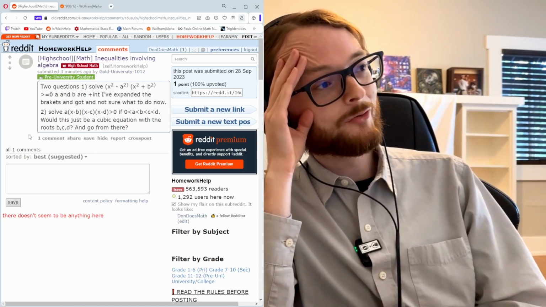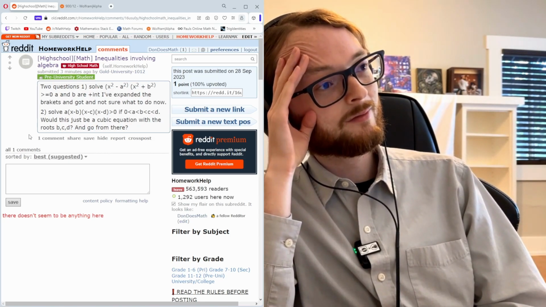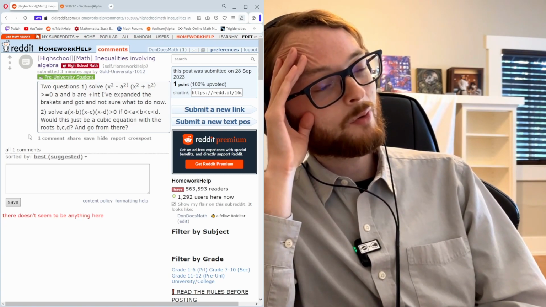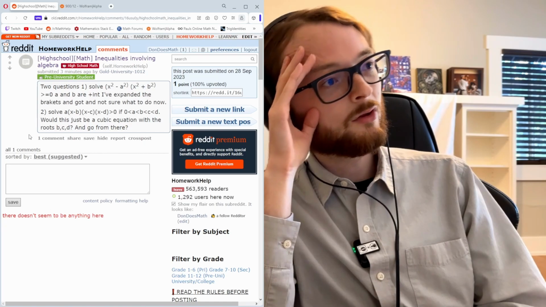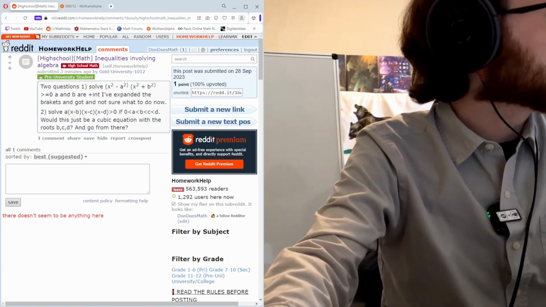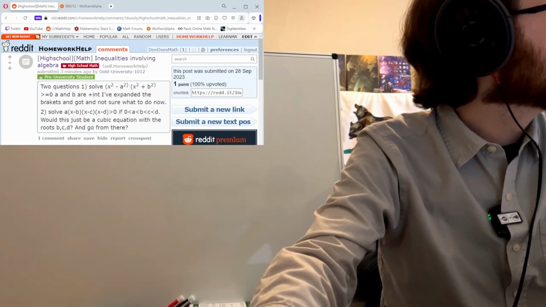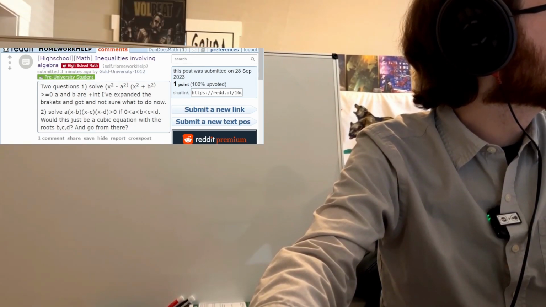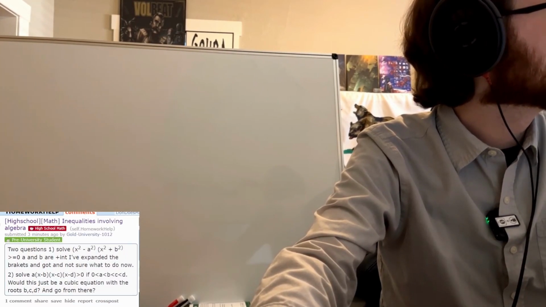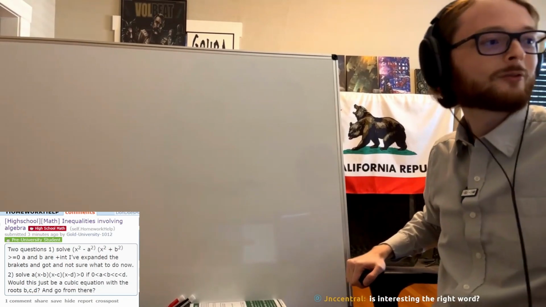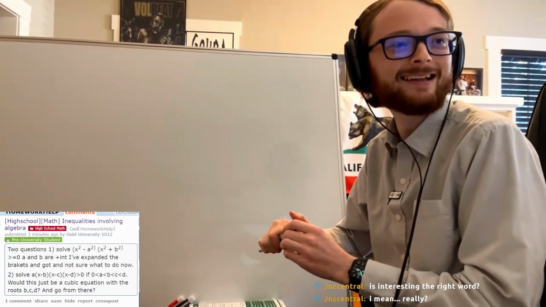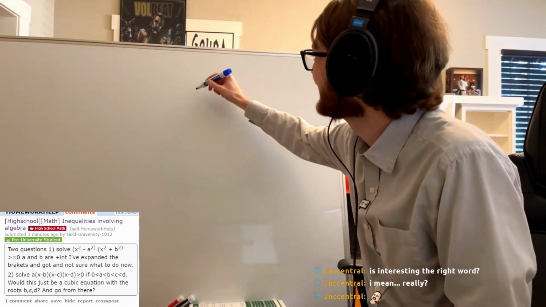That second one is interesting. Because if you have a cubic function, okay, I want to draw this out, because we need to think about the general shape of a cubic here. Interesting, is that the right word? It's probably not. For most people, for me, it's interesting.